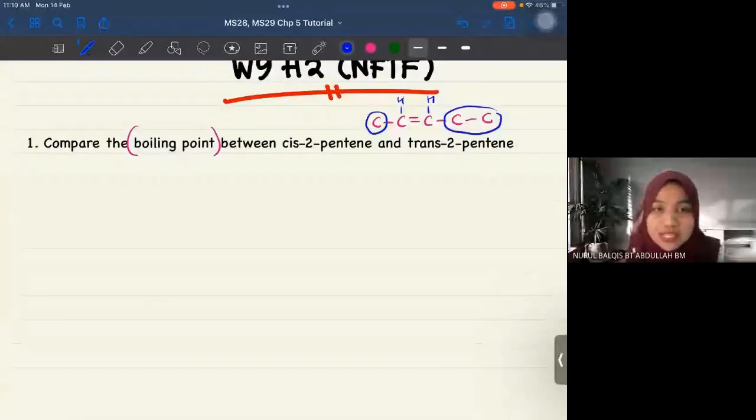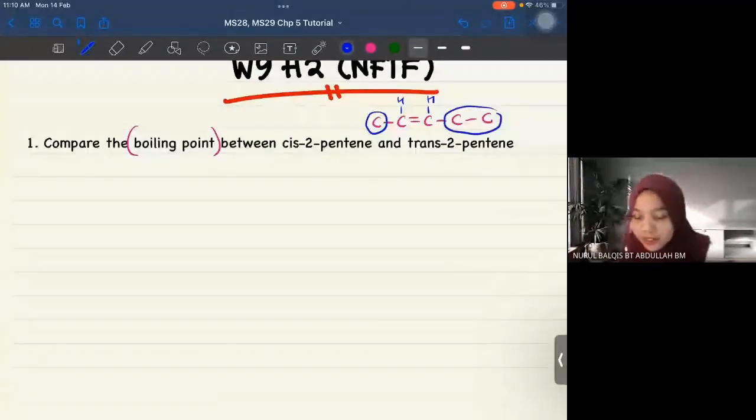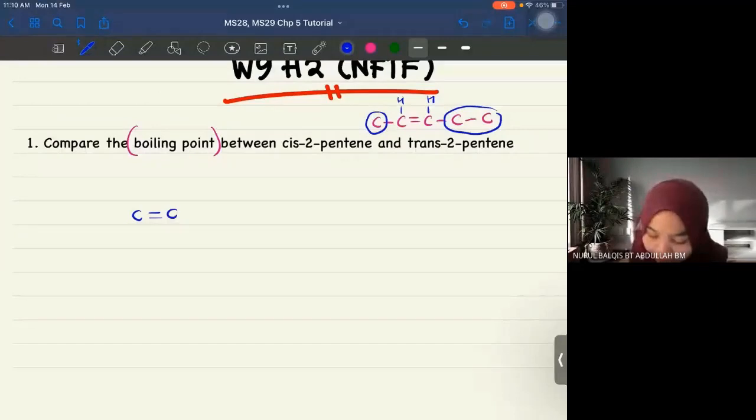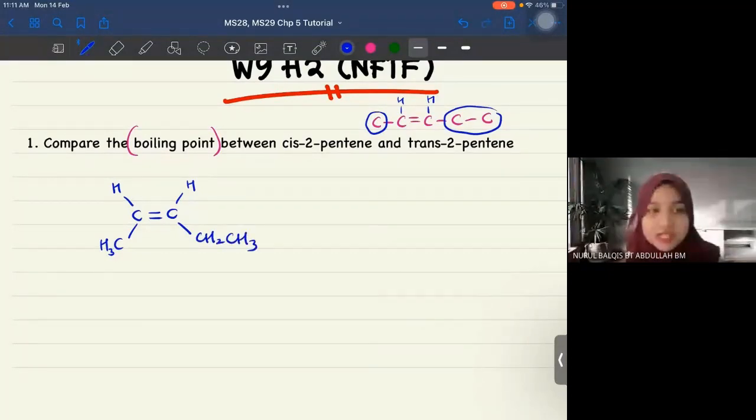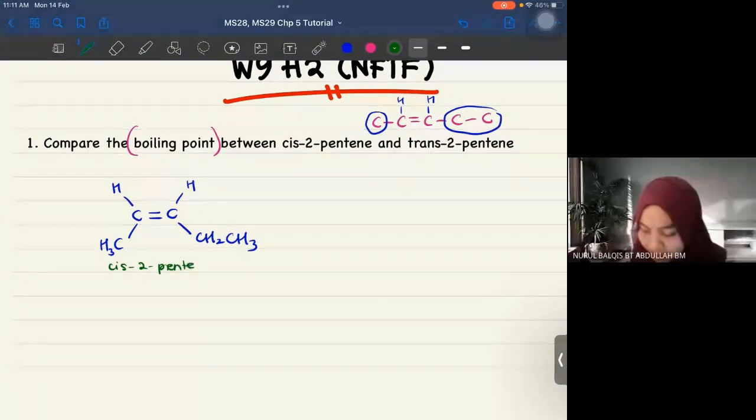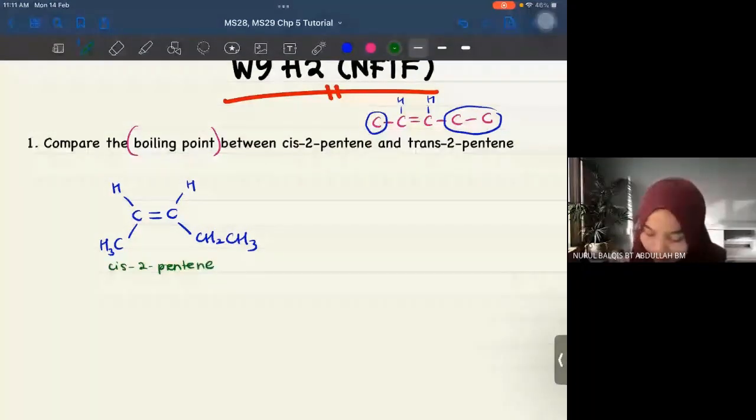Now, we need to draw the cis and trans isomers. As for the cis-2-pentene, we focus on the carbon-carbon double bond here and then show the bonding between the hydrogen and also the hydrogen on the same side, or you can also draw the alkyl groups on the same side, because cis means same side. So we have here CH3, and here we have CH2CH3. So this is what we call isomers, cis or trans. Cis, because we have the same group on the same side.